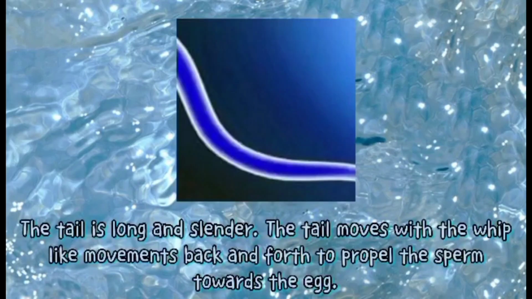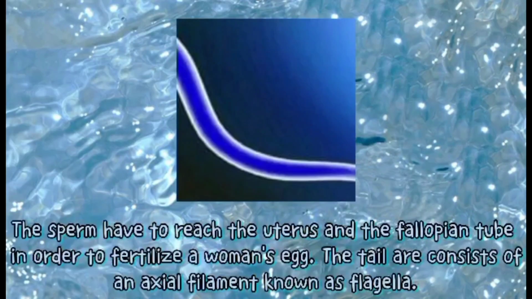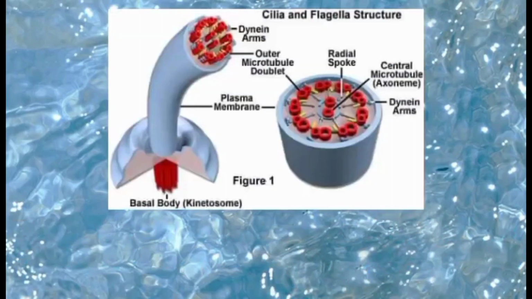The tail is long and slender. The tail moves with whip-like movements back and forth to propel the sperm towards the egg. The sperm have to reach the uterus and fallopian tube in order to fertilize the woman's egg. The tail consists of an axial filament known as flagella. Inside the tail, there is a flagellum.